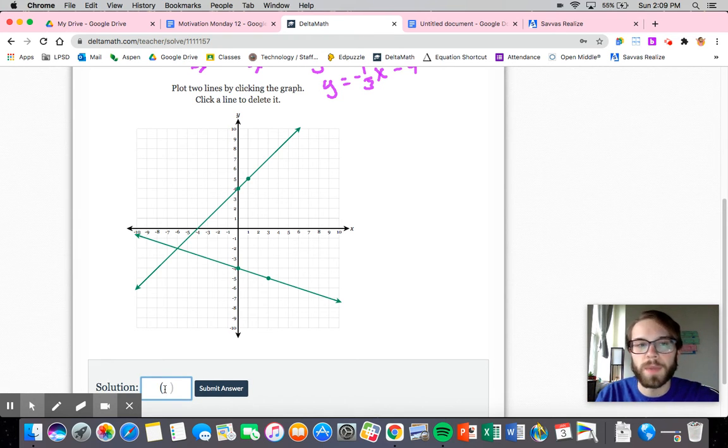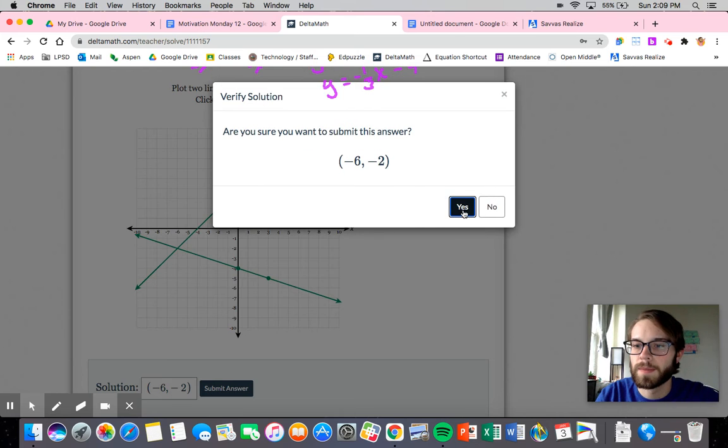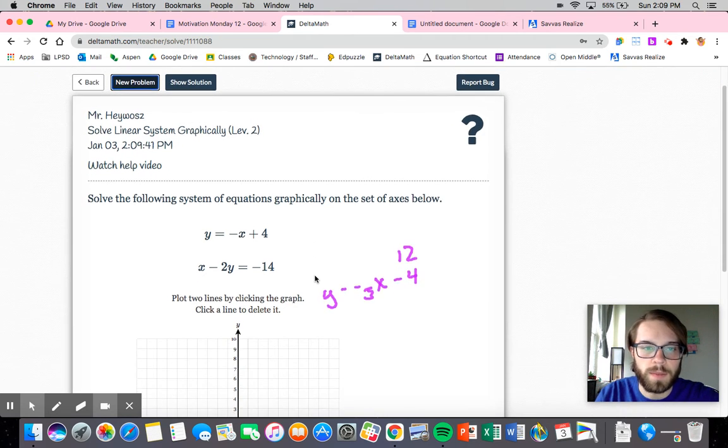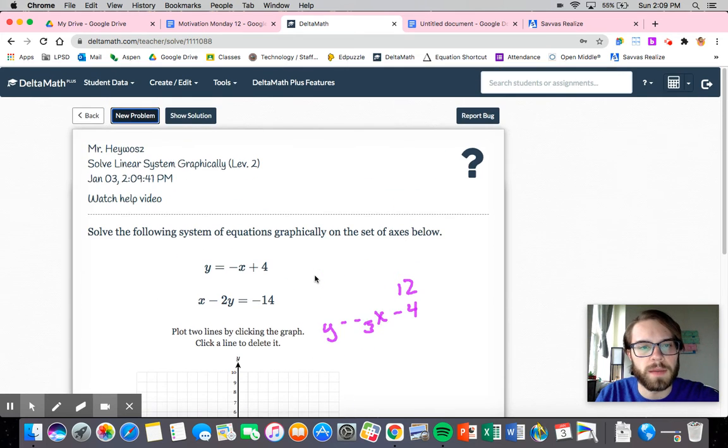So do your best. All right, so we are going to the left, negative 6, and we are going down 2. Double check, make sure I did that correct. All right, and we're good. Let's do another one. Funny, it's the same line. I don't want that one.